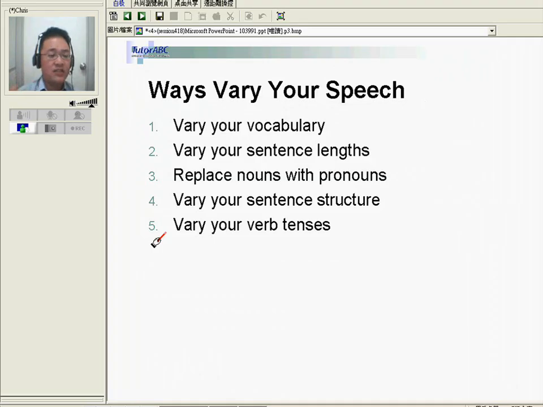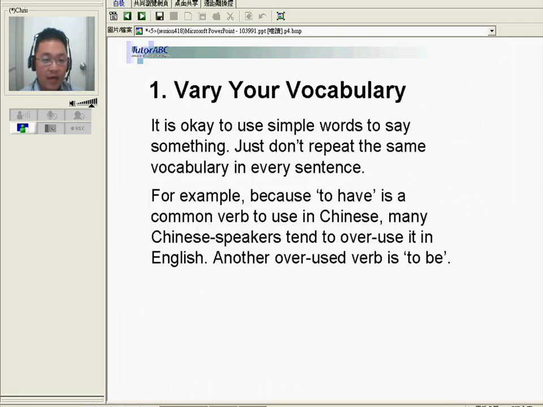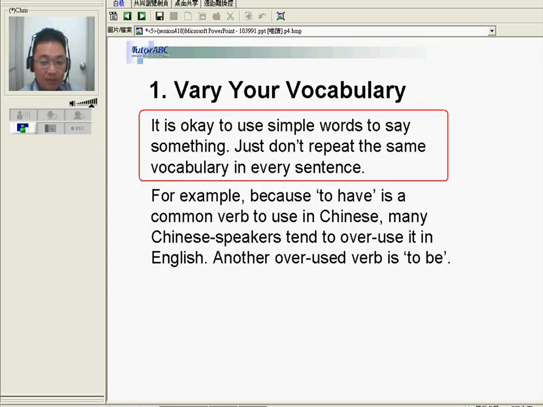Okay? In some cases, to sound like a native speaker, you've got to speak bad English. But when I mean bad English, I'm not talking about Asian bad English. I'm talking about local bad English. Okay? You see? As I mentioned here, it's okay to use simple words to say something, but just don't repeat the same vocabulary in every sentence, okay?